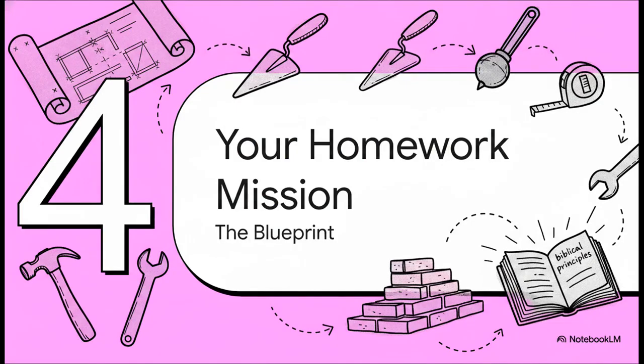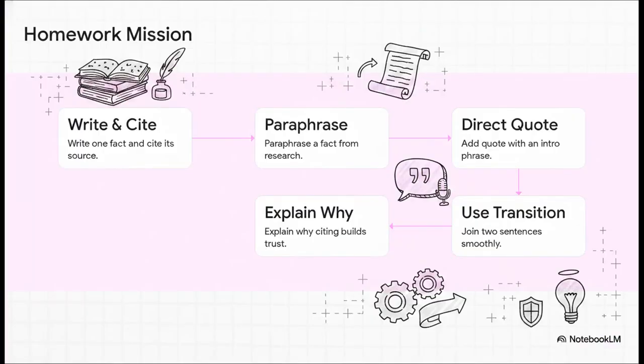Section 4, your homework mission, the blueprint. All right, builders, this is the blueprint for your own work. This is where you get to take everything we've just learned and actually apply these tools to your own essays. Here is your 5-step mission. Step 1, you're going to write down one fact about your topic and cite its source. Step 2, you're going to practice that skill we just saw and paraphrase a fact from your research. Step 3, you'll add a direct quote using a strong intro phrase, something like according to. Step 4, write 2 separate sentences and join them flawlessly with a transition word from your new toolkit. And finally, Step 5, explain in your own words why citing evidence actually improves your credibility. You guys have absolutely got this.